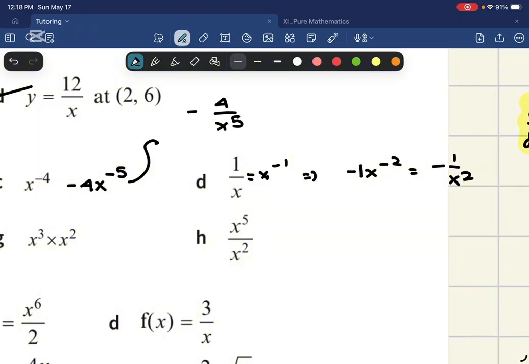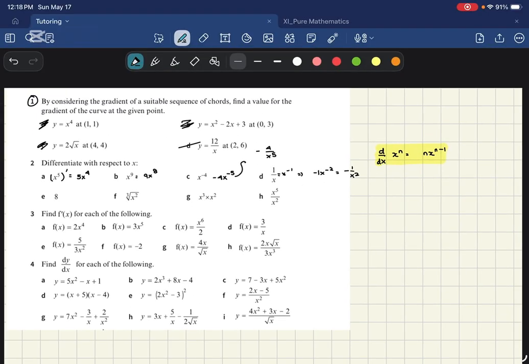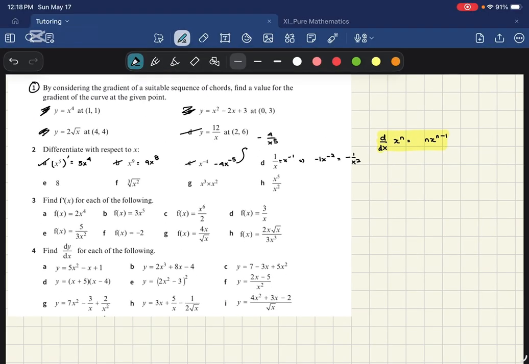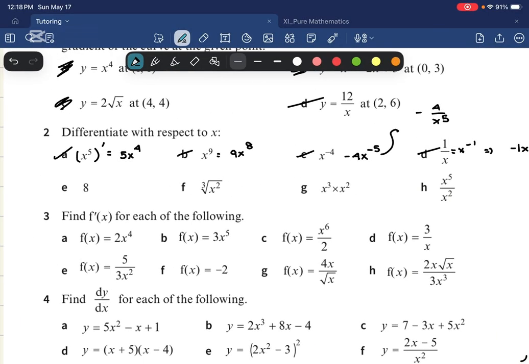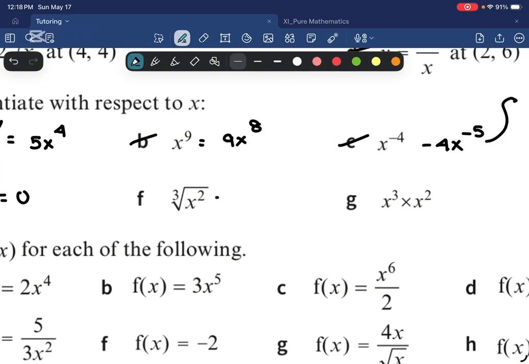So I'm going to do things a bit quicker here. We're done with the first 4 questions. All right. So the constant, right? Differentiation of a constant is 0. This is x to the power 2 over 3. Now use the rule. 2 over 3 x to the power minus 1 over 3, right? 2 over 3 minus 1 is going to give you minus 1 over 3. So that is going to be 2 over 3 times x to the power minus 1 over 3. That is going to be your solution for f.